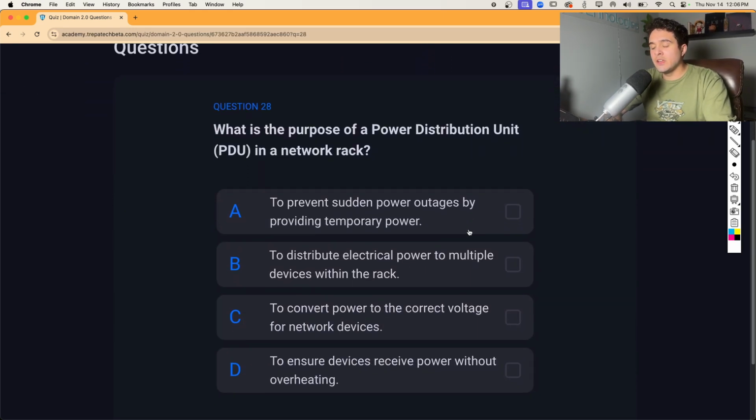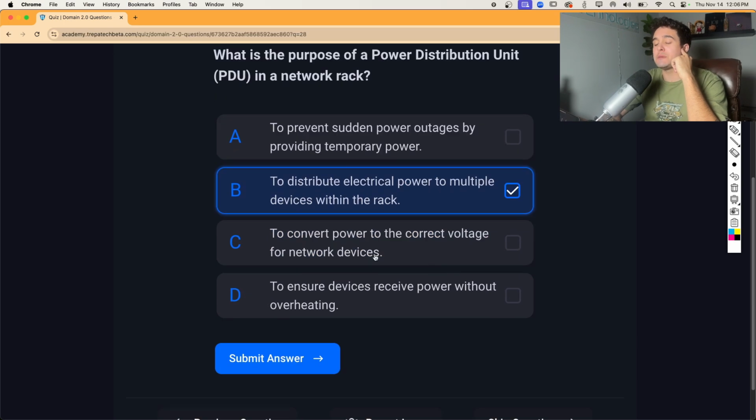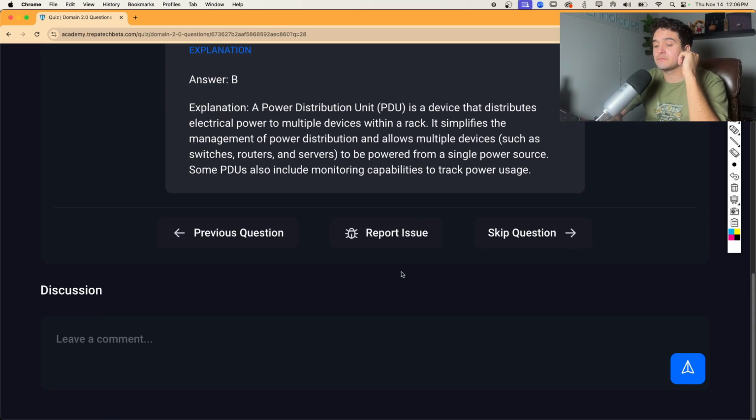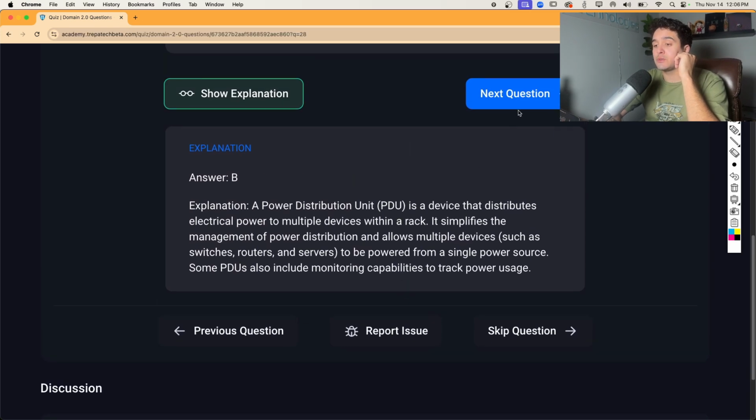Question 28. What is the purpose of a power distribution unit in a network rack? Well, to distribute. It's going to be B, to distribute electrical power to multiple devices within the rack. To convert power to the correct voltage for network devices. It doesn't do that. It's not going to convert like European to US, but I can see that one being tricky for some, but it is B, to distribute electrical power to multiple devices within the rack. Pause the video if you'd like to read the explanation.